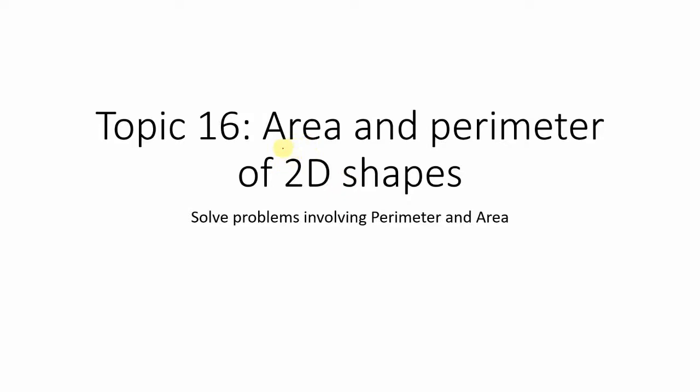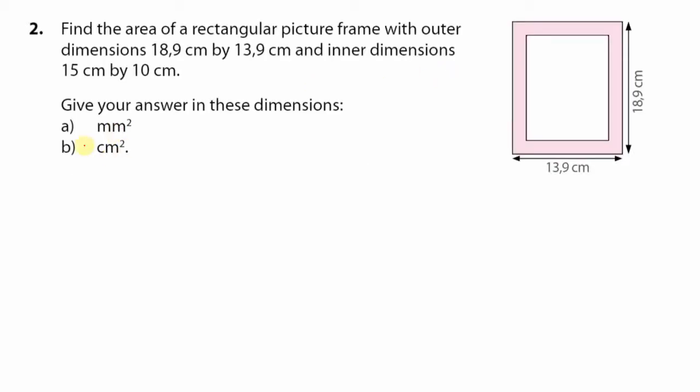This video focuses on the area and perimeter of 2D shapes, and more specifically we are going to solve problems involving the perimeter and the area. So this is still part of activity 16.3. In the previous video we focused on question 1. Now we focus on the remainder of the questions.